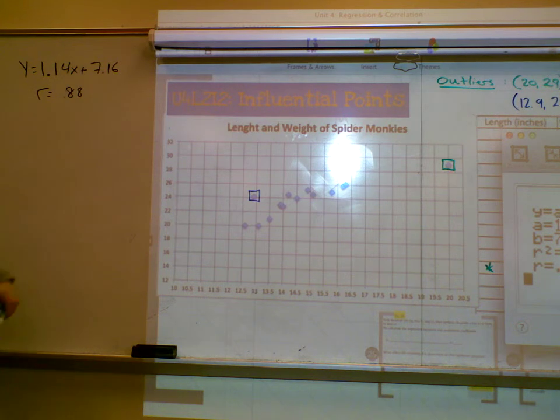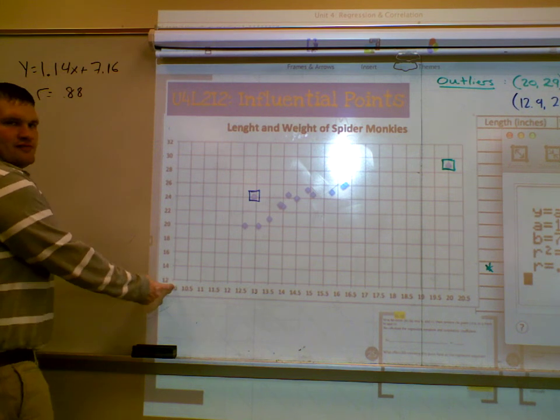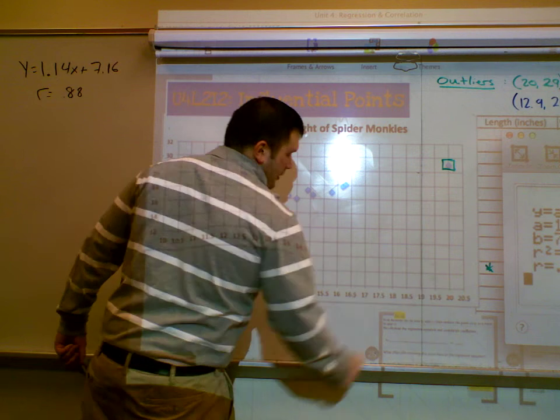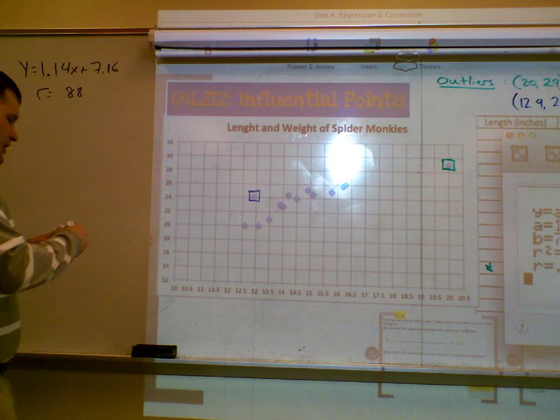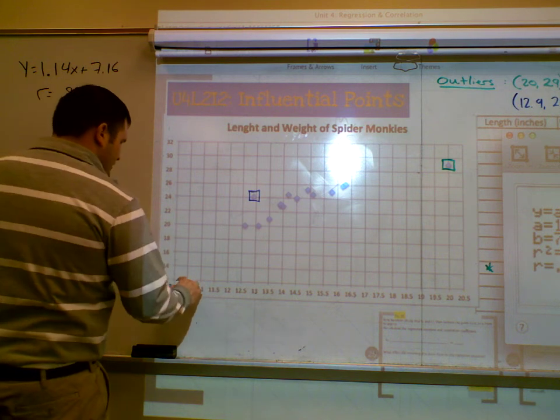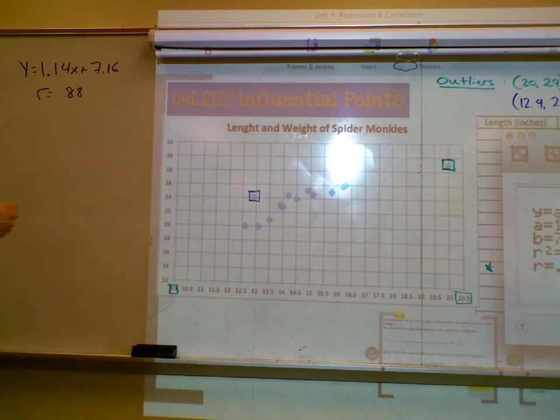Good, Bruno. We put in something for the x. Okay? I would pick 10 and 20.5. Why do you have to pick those two? Good. The biggest and smallest points on the graph, right? 10 is my smallest point. 20.5 is my biggest point. So I would plug those two in for x.